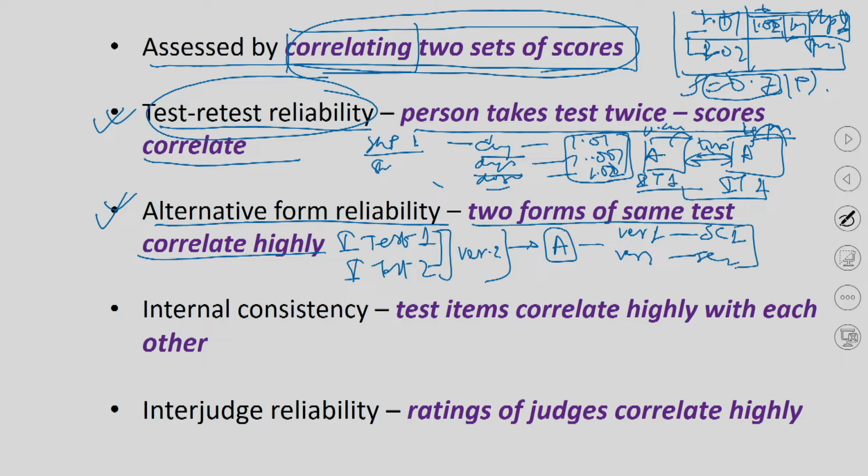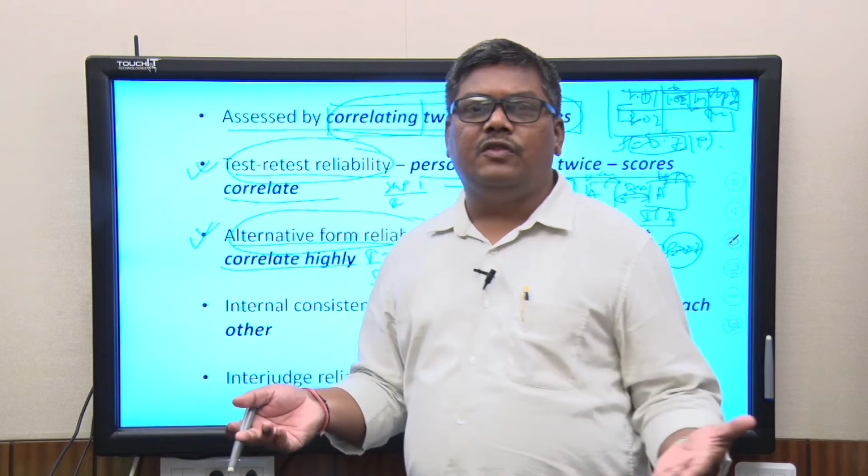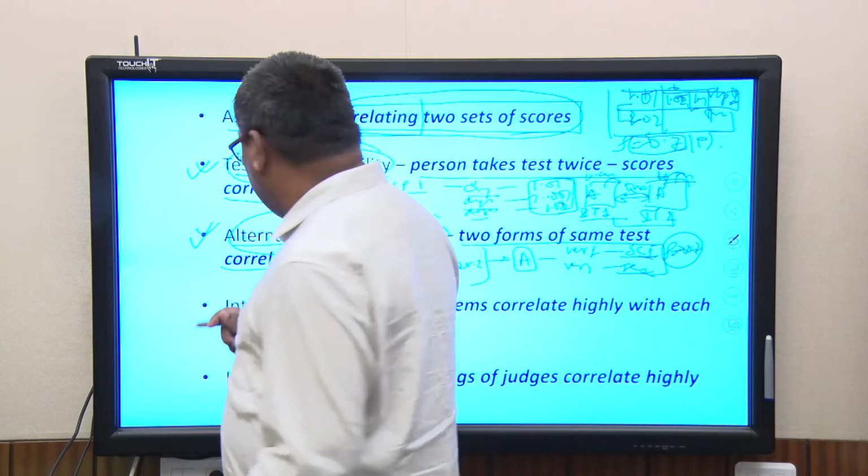And when I do the correlation between scores SC1 and SC2, and they correlate very highly, which means that if this score increases, this also increases on certain items, and if this score decreases, then this score also decreases on certain items, which means that the correlation value is greater than 0.7. I say that they are correlating highly, and the test is known to have alternate form reliability. Two forms of the same test are taken by people, and when the person performs on both forms, they show high reliability.